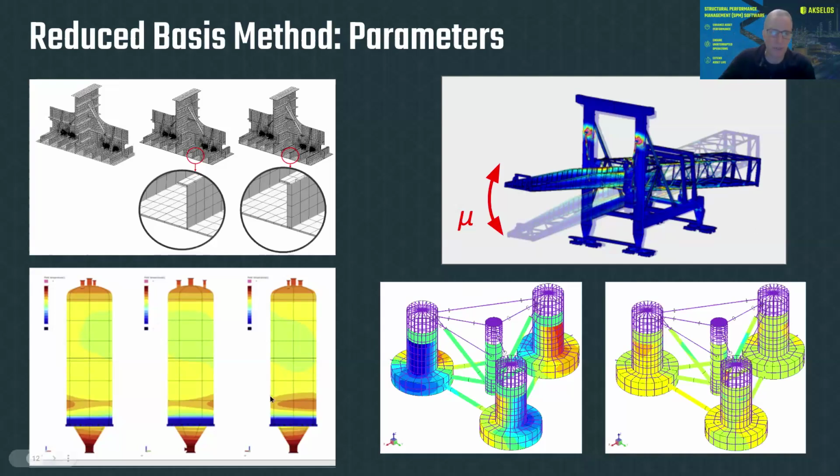So you can see a temperature as a parameter. You can see thickness of these stiffeners as a parameter. You can see a geometric parameter, which is the angle of this conveyor belt. You can see loads as a parameter, which are wave loads on this floating offshore platform. So you can have all kinds of different parameters.